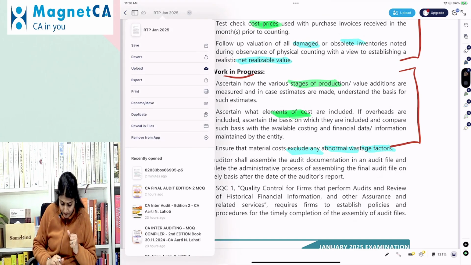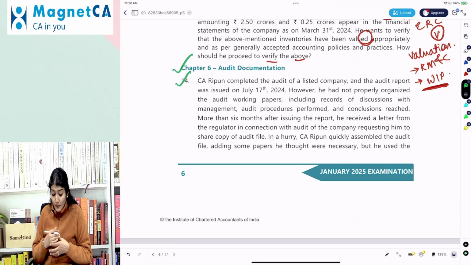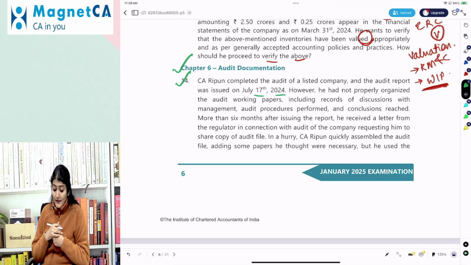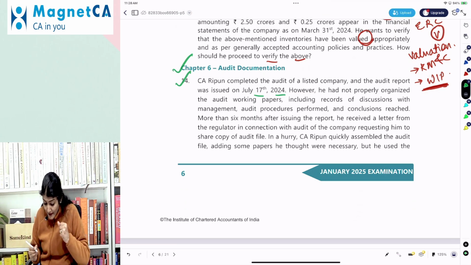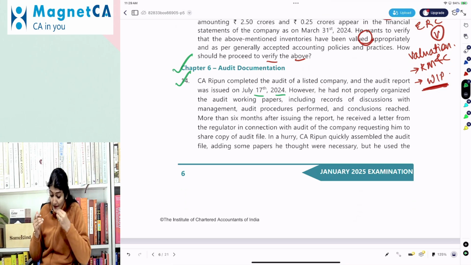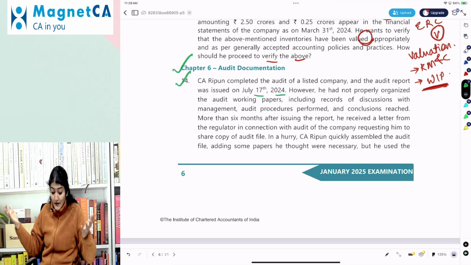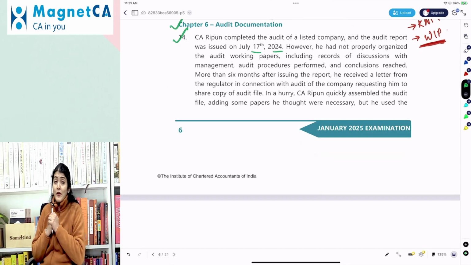Okay, right. So now coming to the next one. Yes, chapter 6, audit documentation. Question number 14. Ripun completed the audit of a listed company and the audit report was issued on July 17, 2024. However, he had not properly organized the working paper, including records of discussion with management, audit procedure performed, conclusion reached. Oh my God, this is the definition of audit documentation, that it's a record of procedures performed, evidence obtained, and conclusions reached. More than 6 months after issuing the report, he received a letter from the regulator in connection with the audit of the company, requesting him to share the copy of the audit file.